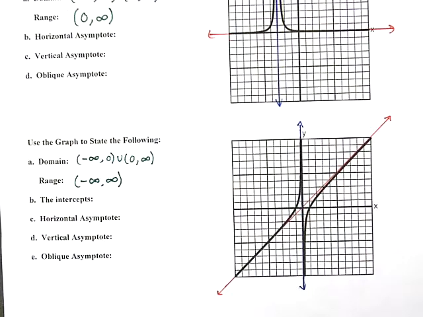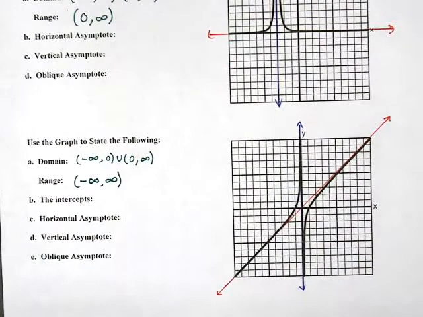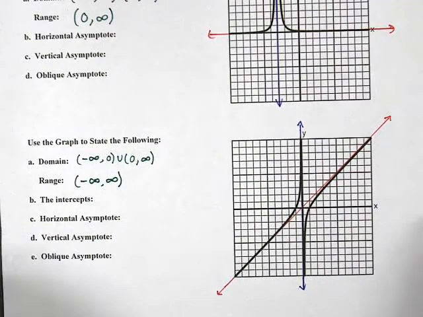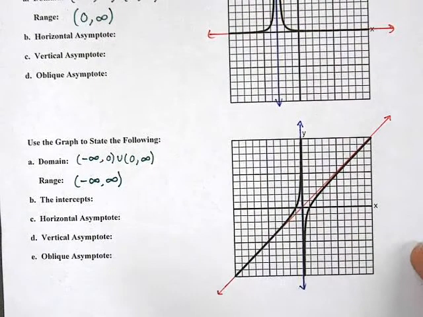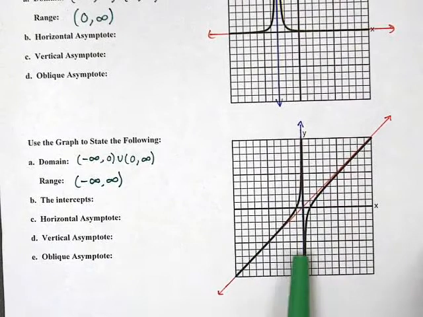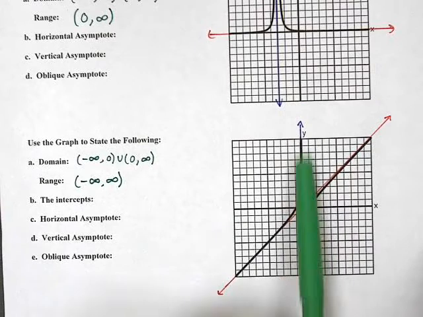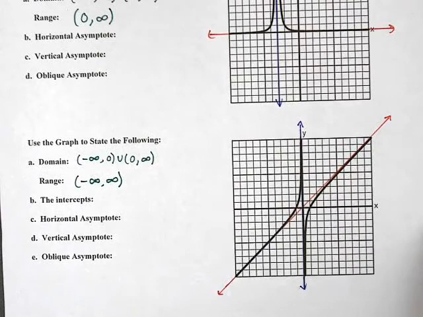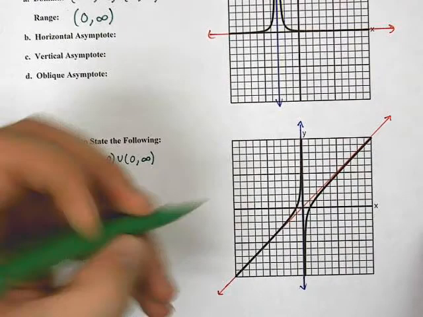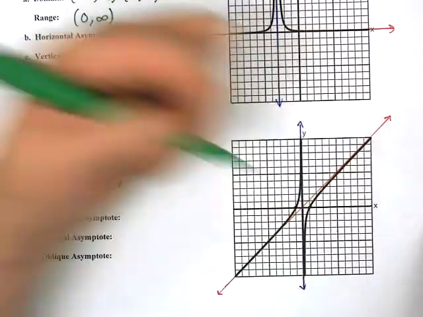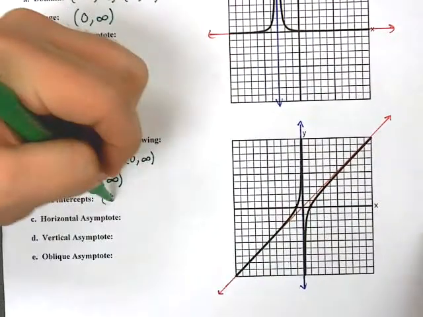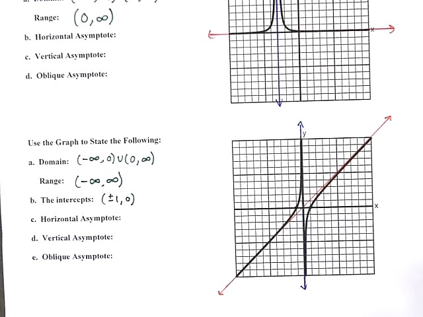This one's nice. It's asking for the intercepts, just to introduce. You guys know this. Y-intercepts, hopefully we agree there are no y-intercepts because x can never be equal to 0, so it can never be right on the y-axis. But it does hit the x-axis right here and right here. So we can say plus or minus 1, 0.